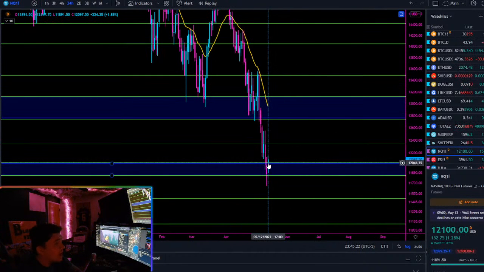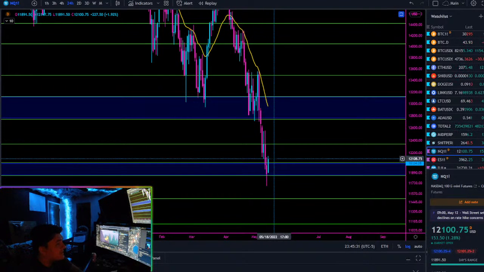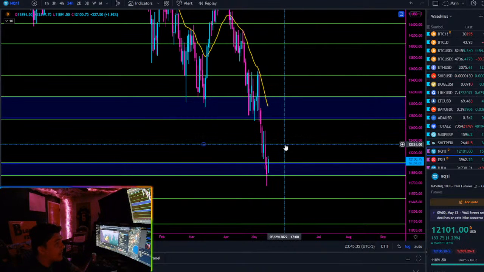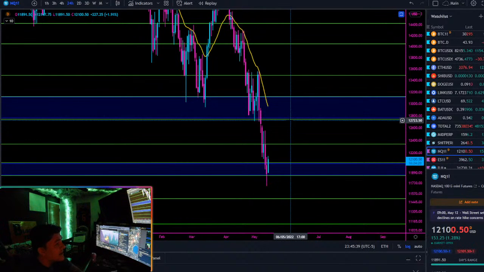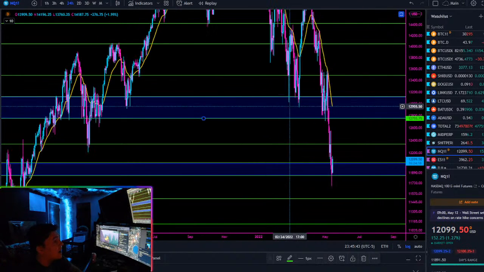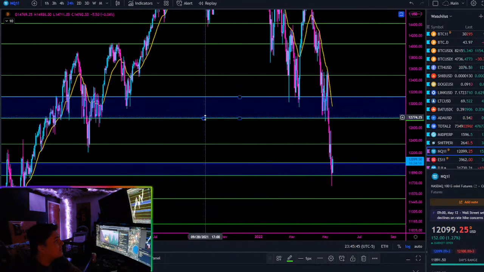However, if we do see a closure followed by tomorrow opening and closing above this region, again at 12,030 to 12,050, any open and closure above that region here tomorrow, I would look for a push back up towards 12,330, maybe 340, and maybe even to the next blue box territory here towards $12,800. 750, something like that. That one's a little off too.